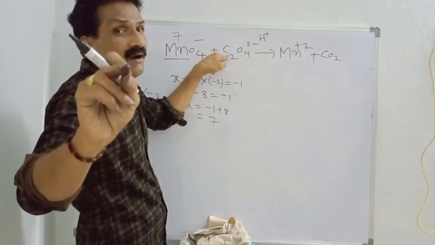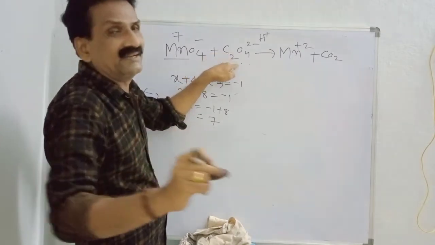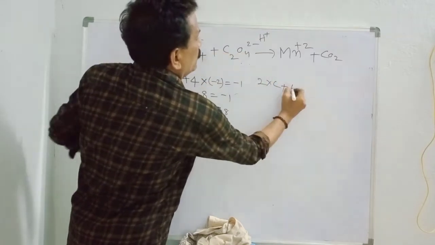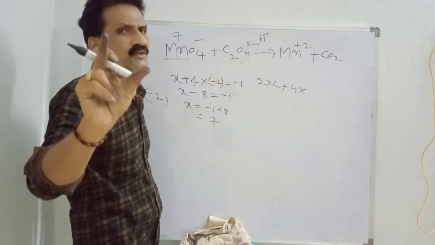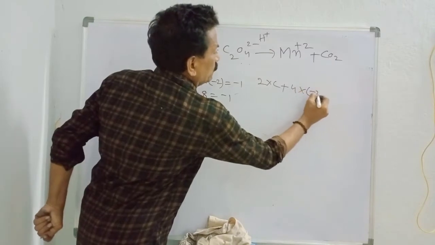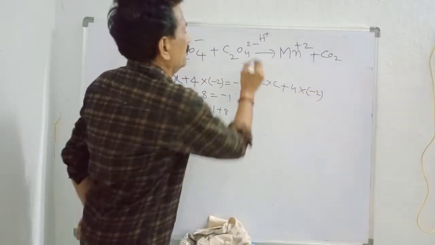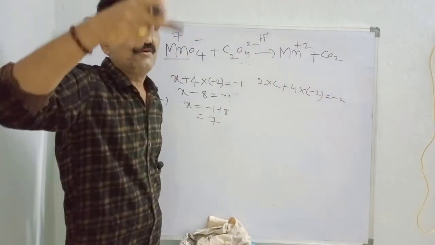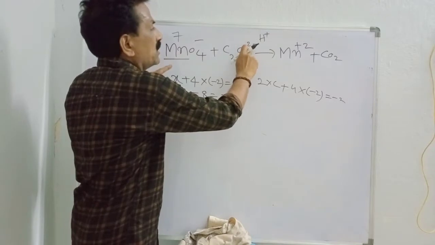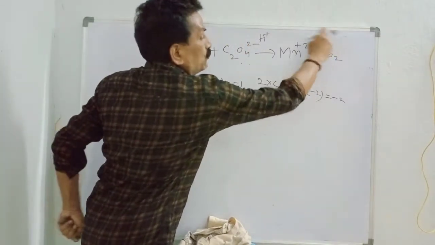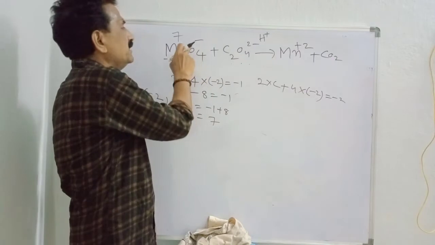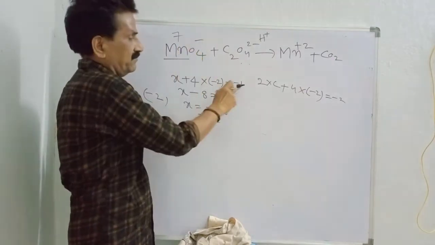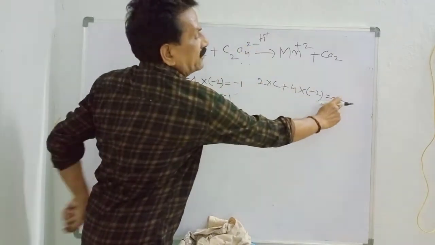Calculate the carbon oxidation state in oxalate ion. You see, 2 into carbon plus 4 into oxygen, which always shows minus 2. You have to equate it to the charge. If there is no charge, you have to equate to 0. If there is a charge present on an ion, you have to equate with the ion's charge. Here minus 1, here minus 2.